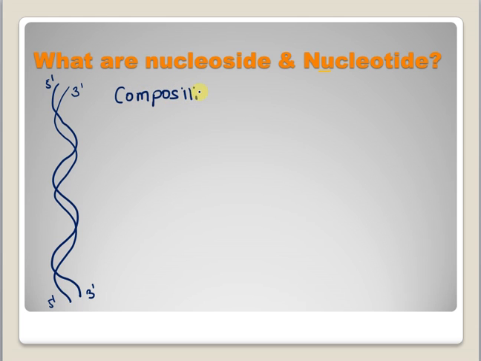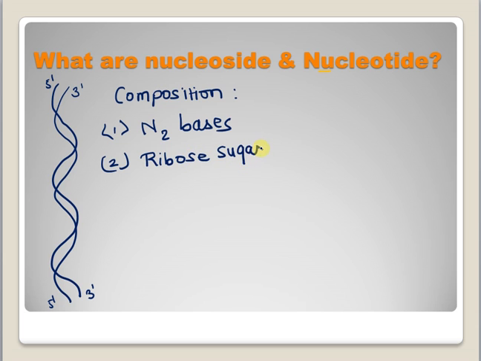DNA is made up of 3 components. The first one is the nitrogenous bases. The second is the sugar, that means ribose sugar. Ribose sugar is a pentose sugar. That's why we say DNA is deoxyribonucleic acid, because it consists of the sugar. And the third thing is the phosphate. This phosphate group is the backbone of the DNA.